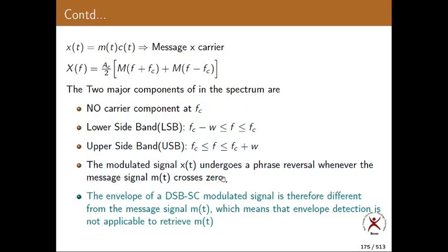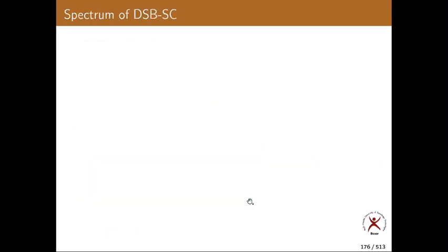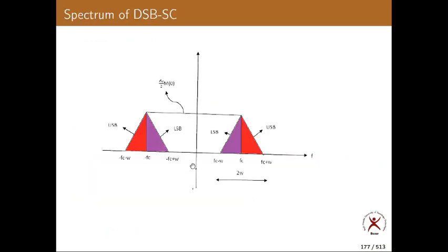Okay. So this is the spectrum of DSBSC. If you remember the spectrum of AM, what is the difference between those two spectrums? Here at FC there is no component. Correct? Here also there is no carrier component. So the carrier is being suppressed.